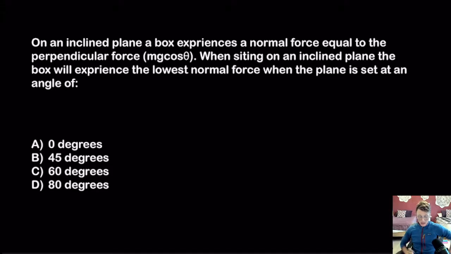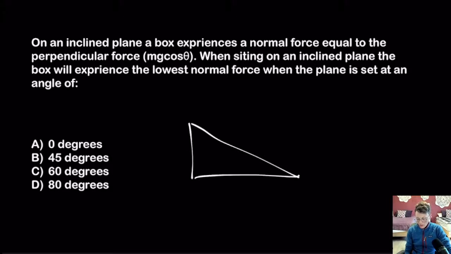And so now what I want to do is look at another aspect of this inclined plane. So this one asks us: on an inclined plane, a box experiences a normal force equal to the perpendicular force. When sitting on an inclined plane, the box will experience the lowest normal force when the plane is set at an angle of blank. So again, if we have this inclined plane, we're going to think about this here.